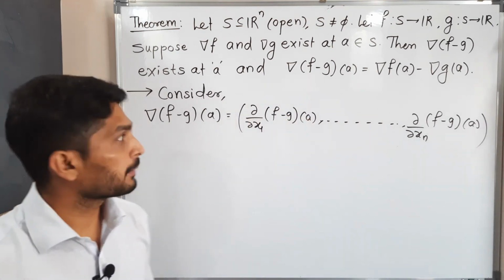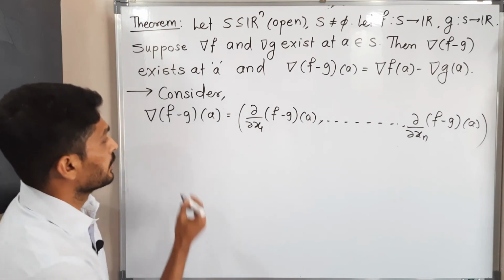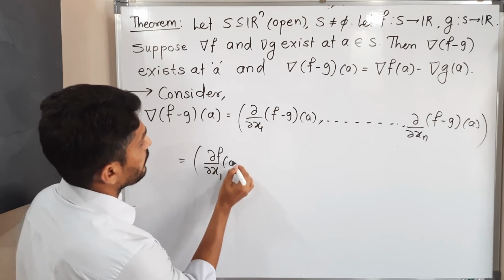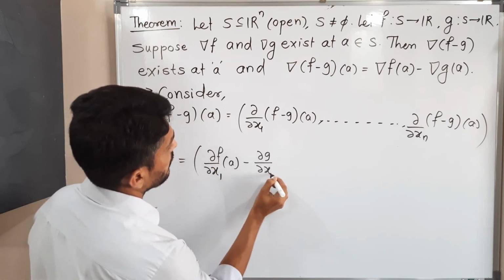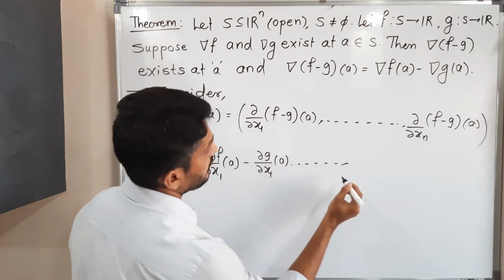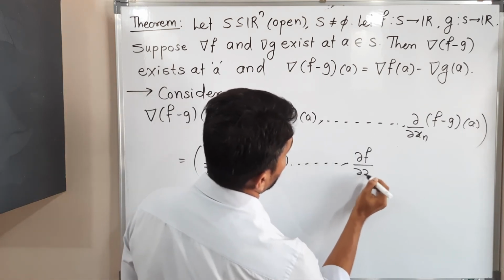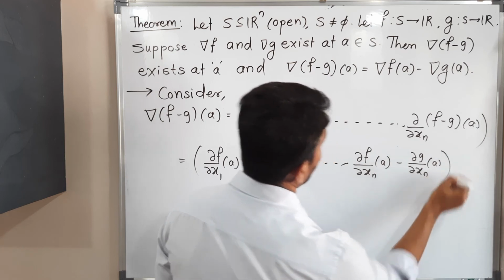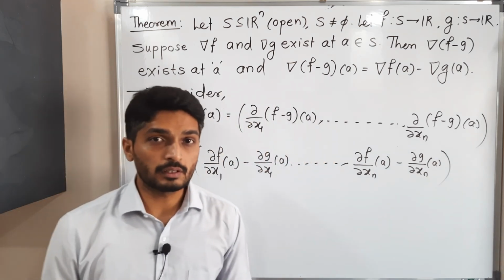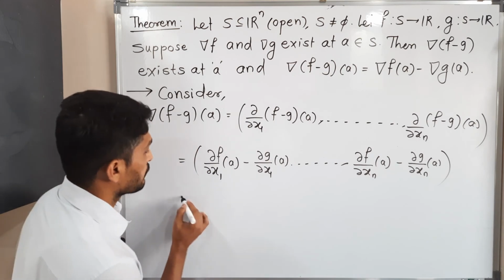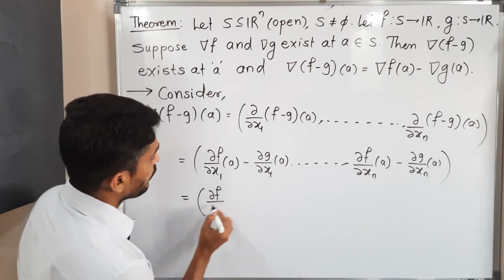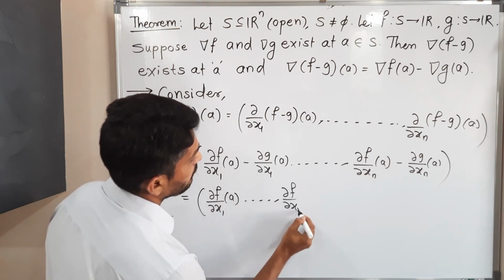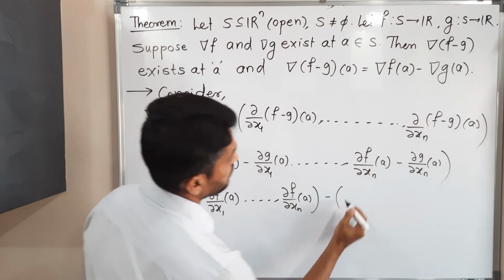You know that when we take a partial derivative, we can take separate partial derivatives. So this is equal to ∂f/∂x1 of A minus ∂g/∂x1 of A, and so on. And here at the end we get ∂f/∂xn of A minus ∂g/∂xn of A. Got it? So the same thing we can write in this way also. In the next line I am going to write all partial derivatives of f first, and then we will write all partial derivatives of g.